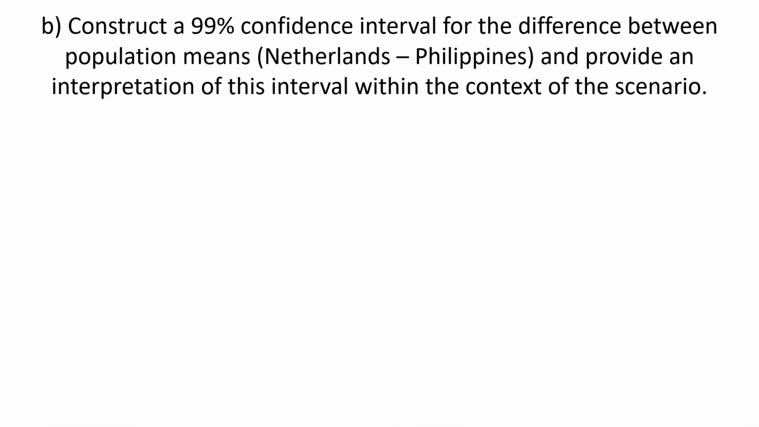Okay, whatever. So what are we going to do with this? We're going to construct a 99% confidence interval for the difference between the population means. And then we'll provide an interpretation.